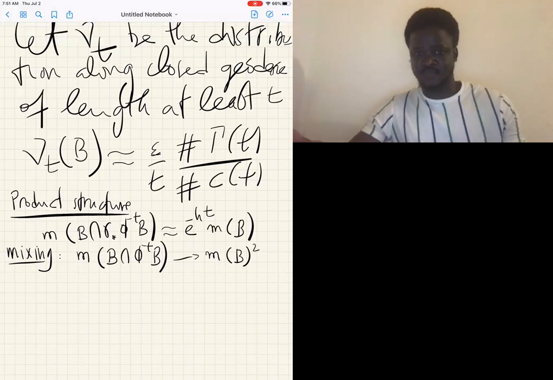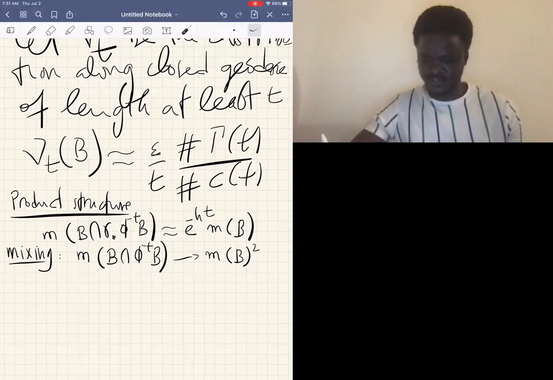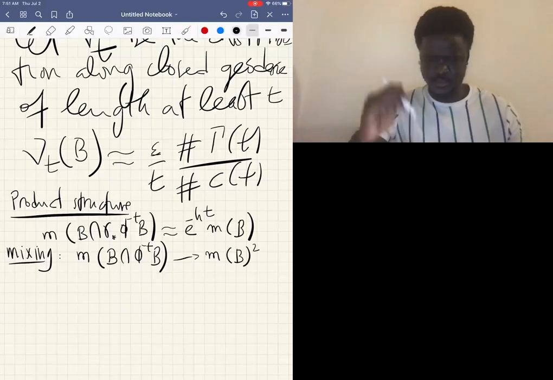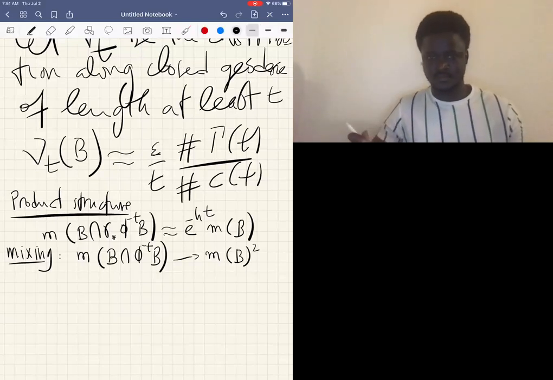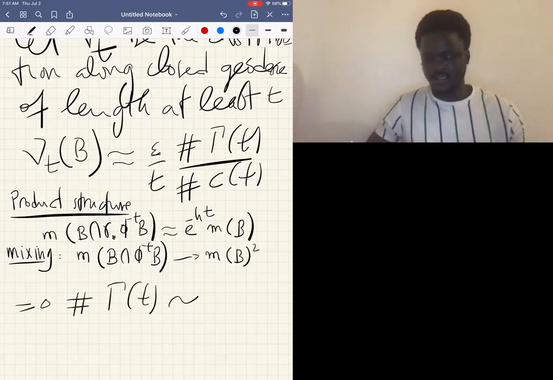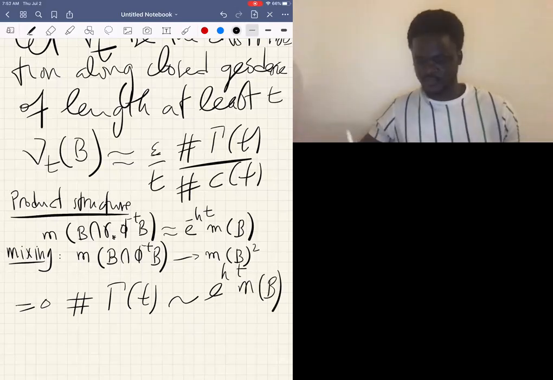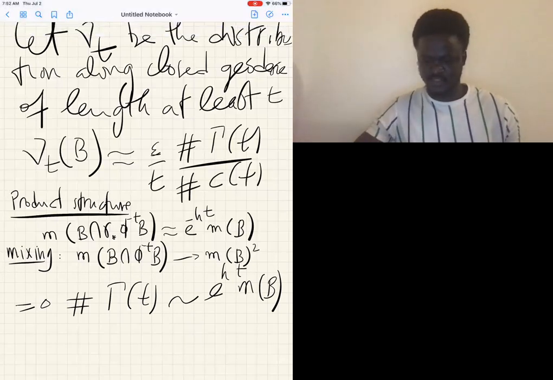And now if you have this mixing property, if you couple this with the inequality I have above, this would imply that the cardinality of Gamma_T goes like e^{HT} times the measure of B. Right, because previously I have the other bound, which is here.